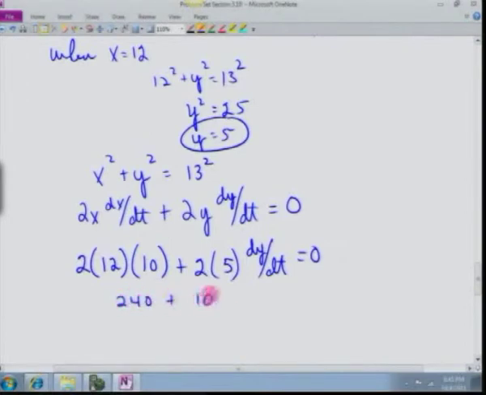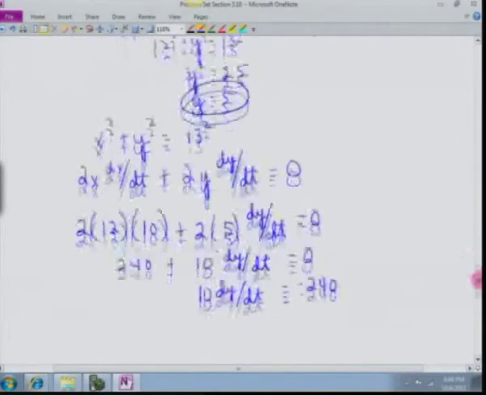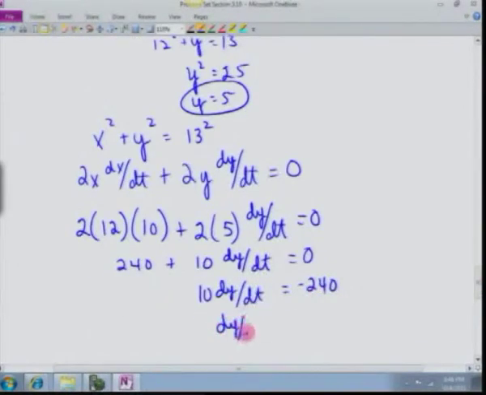So 240 plus 10 dy dt equals 0. 10 dy dt equals negative 240. So dy dt is what? All right, does that make sense that it would be negative? The top of that ladder is sliding down. So that's what that is. So that's your dy dt, negative 24.